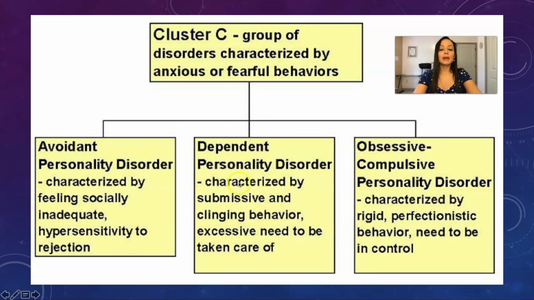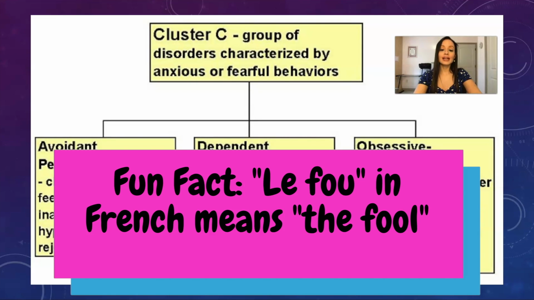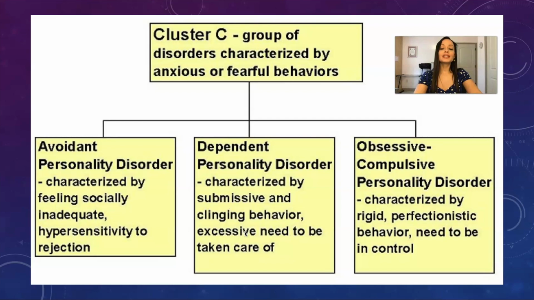Dependent personality disorder is characterized by submissive and clinging behavior, and it's this excessive need to be taken care of. I would say that the example of dependent personality disorder was in Beauty and the Beast, in the movie version where LeFou was Gaston's dependent personality disorder. If you saw in the movie, LeFou lived to worship Gaston. He was submissive, he clung to him, and he basically worshipped him.